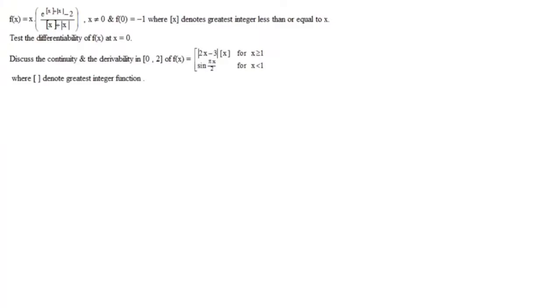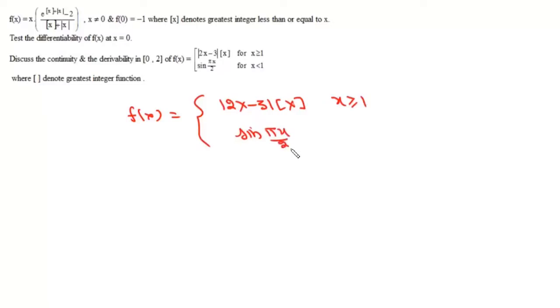Now if we look at the second question, we are given this function f(x), and f(x) is defined as mod of 2x minus 3 into greatest integer function of x if x is greater than or equal to 1, and it is sine of pi x by 2 when x is less than 1. Now we need to discuss continuity and differentiability of f(x) in the interval 0 to 2.